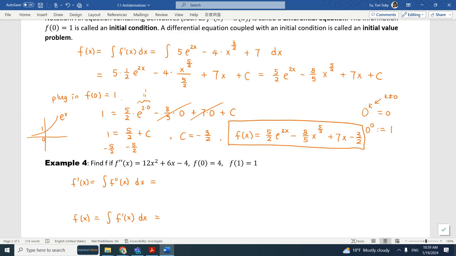and then divided by 2. So your new exponent is 2 here. All right, let's check our answers.